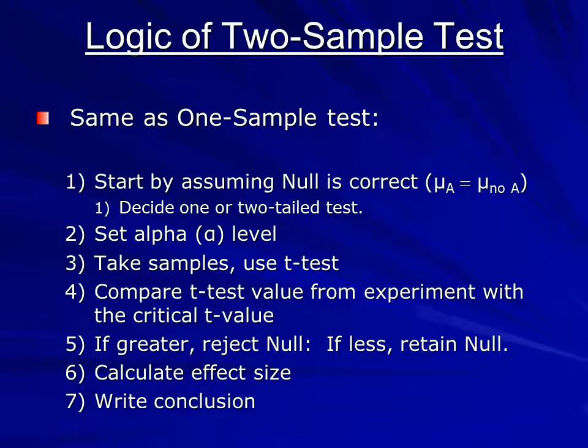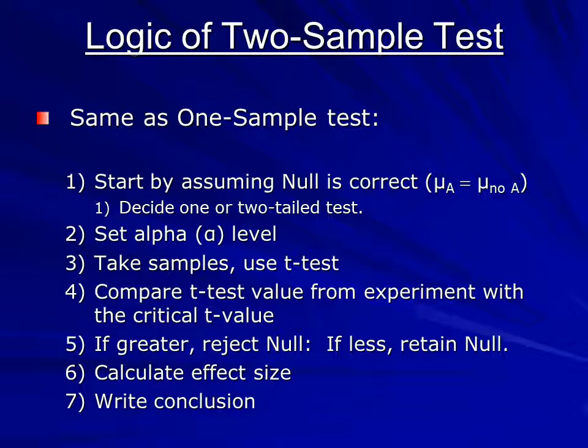All right, so let's talk about the logic of a 2-sample test. The logic is the same for null hypothesis testing. It's just you've got two samples as opposed to just one. So number 1, start by assuming the null is correct. You start assuming that the group that has got the treatment, let's say treatment is A, the drug versus no drug, we start assuming that they're equal. So your null is that they're equal.